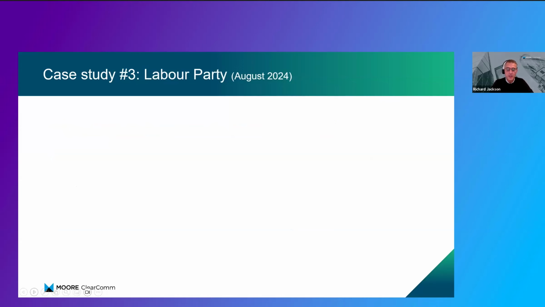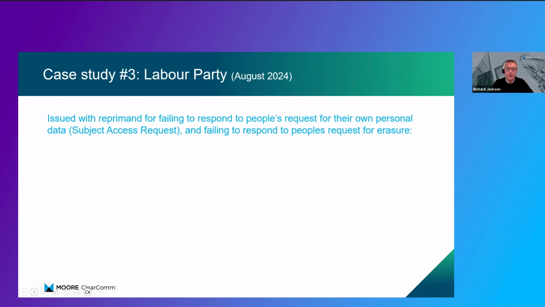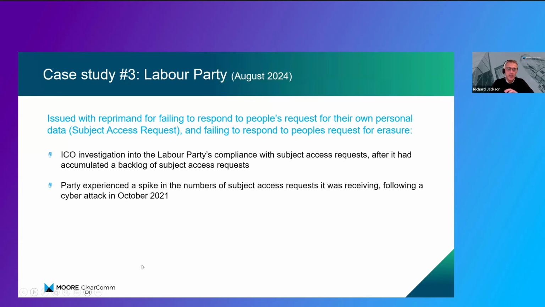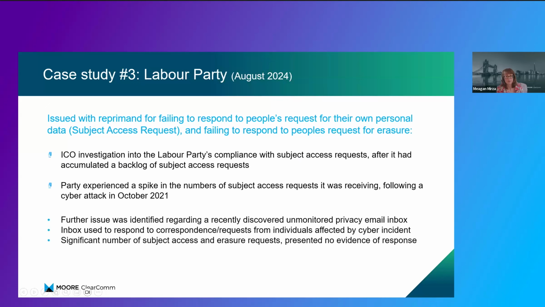The most recent example is the Labour Party, and this was from the ICO's website from August of this year. Megan has a bit more background on this one, which is interesting, so I'll ask Megan to comment in a moment about how and why this happened. So this investigation relates to a cyber attack from October 2021, Megan, doesn't it? So what actually happened?